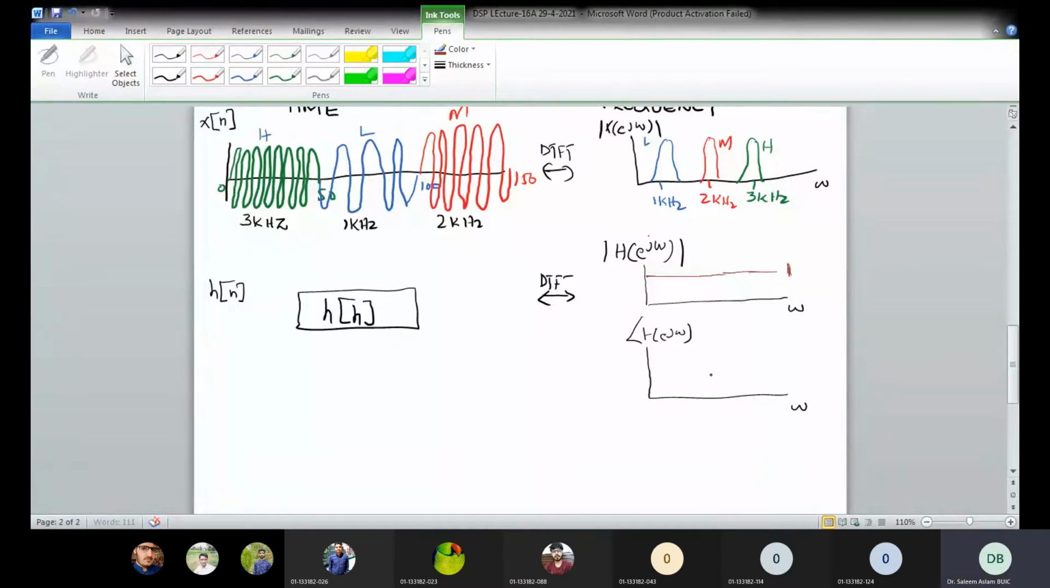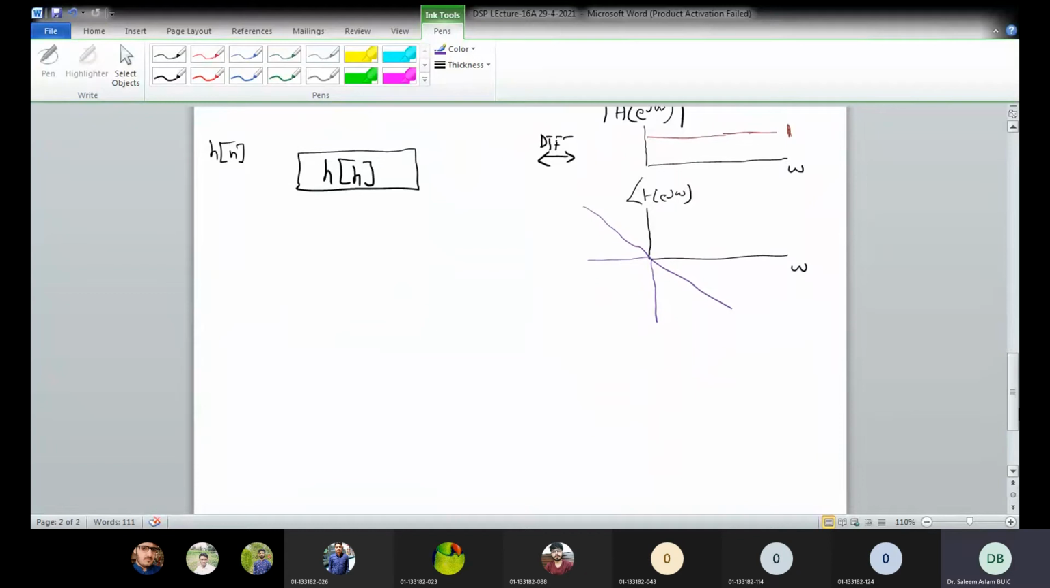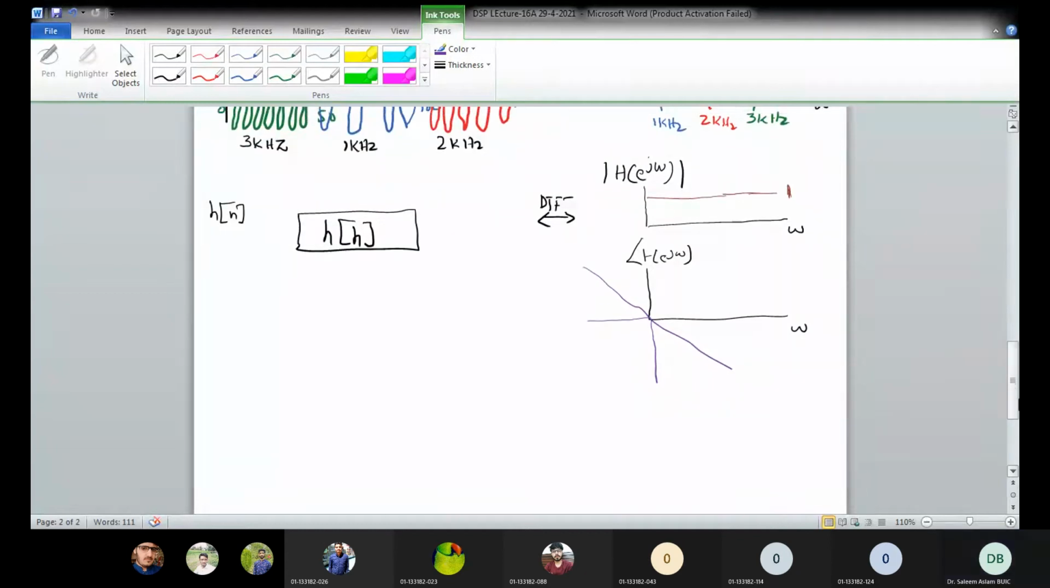And here, omega, let's assume its phase response is linear. Let me draw it with purple color, and let's take it negative, this one. So this is the phase response of the system. So it's linear and it is decreasing. So once it is linear and decreasing, what would be the group delay response of this system? Can you plot the group delay response?